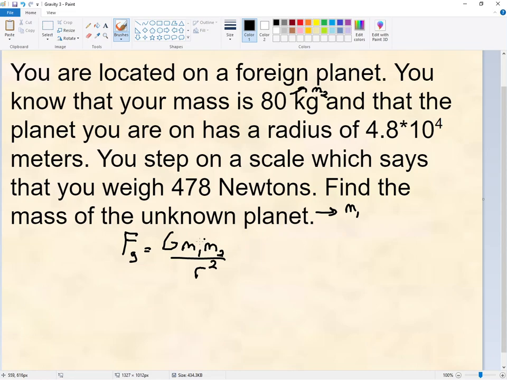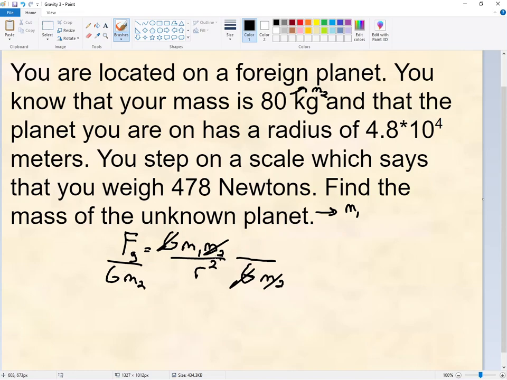So I want to get m1 by itself. So what do I need to do to get m1 by itself? First thing I need to do is get rid of G and this m2, okay? Currently I'm multiplying, right? I'm taking m1, I'm multiplying it by G, and I'm multiplying by m2. So to get rid of those, I have to do the opposite. The opposite operation of multiplication is division. So I'm going to divide both sides by G and both sides by m2. Okay, cancels, cancels. And over here, nothing cancels.